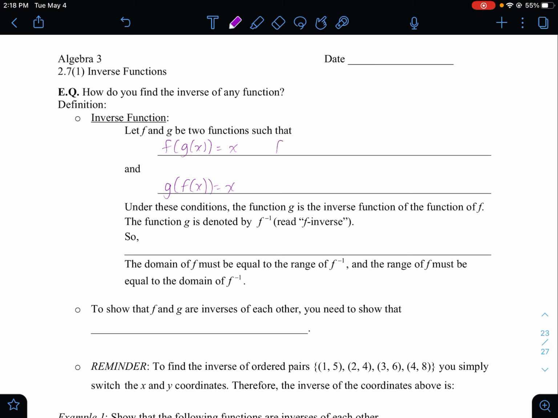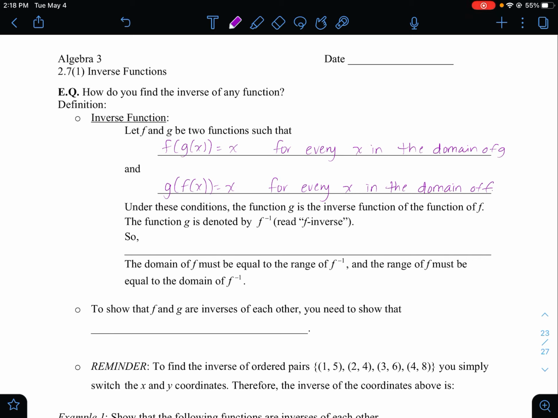We do need to say that this is for every x in the domain of g, and then for the bottom function, the g of f of x, it's for every x in the domain of f. Okay? And it says under these conditions, so meaning if we do both composite functions and they both equal x, then we know function g is the inverse function of function f.